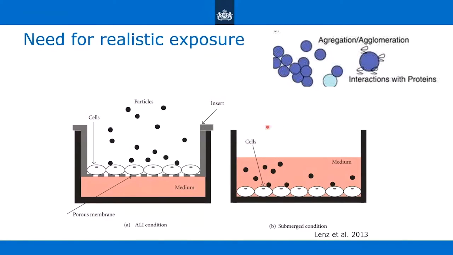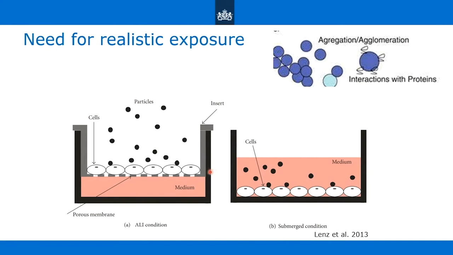In traditional toxicology testing, cells are cultured under submerged conditions within the culture medium, and then the nanomaterials are added to the culture medium. However, within this medium, there are a lot of proteins and salts present. This leads to the agglomeration of the nanomaterials into large clumps, and the proteins also form a corona around the materials. This really alters the characteristics of the nanomaterials. Therefore, submerged exposure is not considered a realistic exposure.